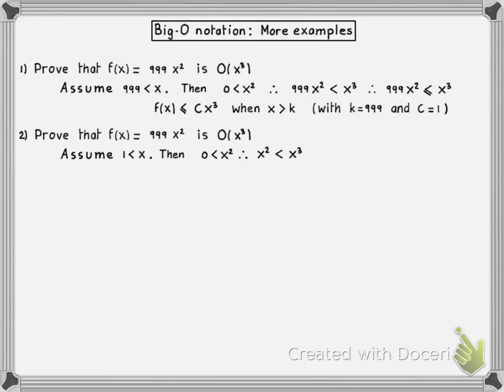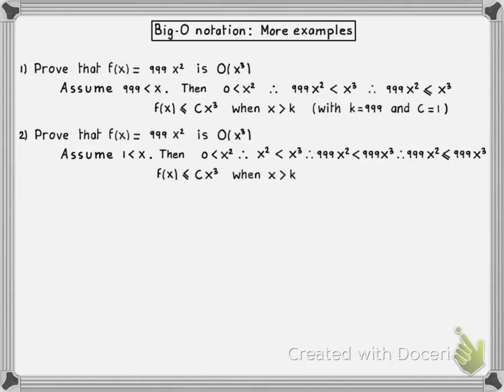Since 999 is a positive number, we can multiply both sides of this inequality by 999 to get this new inequality. And as always, we can infer the corresponding less than or equal inequality. And we're done. Notice this is f of x. This is a constant times x cubed. So we proved that if x is large enough, namely greater than 1, then f of x is upper bounded by a constant times x cubed.